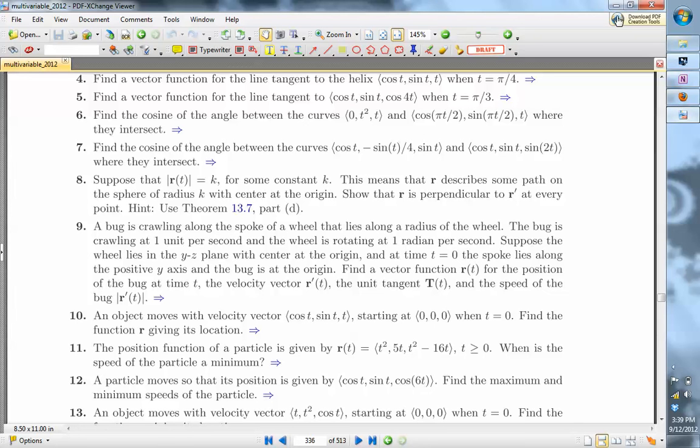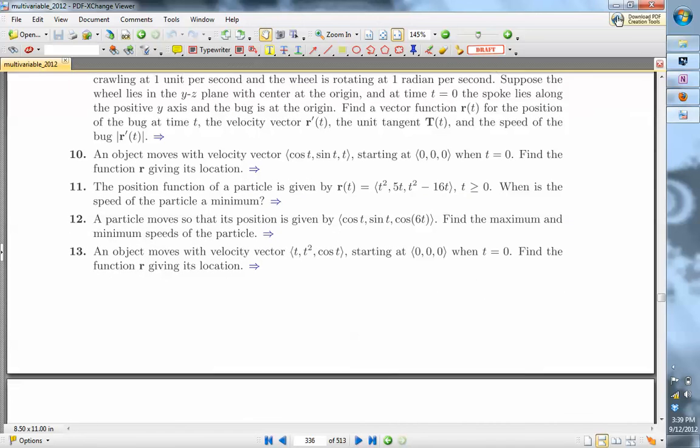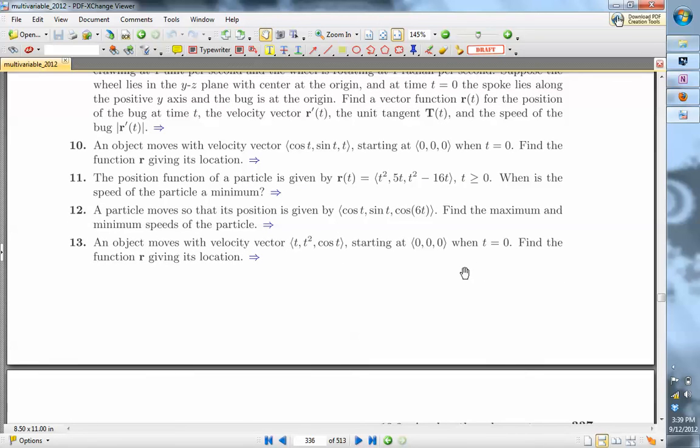Problem 12. A particle moves so that its position is given by blah. Find the maximum and minimum speeds of the particle. You have to be careful with the vocabulary here. This is a bit of a vocabulary test. So speed is the magnitude of the derivative of r. Okay, so that's the speed. Now I want to find the maximum and minimum speeds. How do I do that?